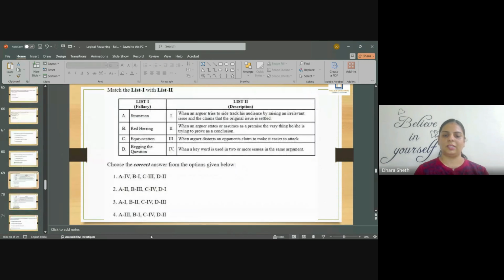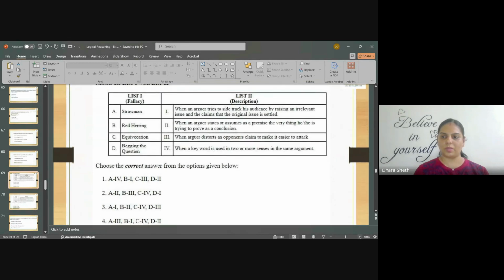Next, you need to match the 4 fallacies with descriptions given in set 2. And I'll increase the slide size so that it becomes more visible. Strawman fallacy, red herring, equivocation, begging the question. First, when an arguer tries to sidetrack his audience by raising an irrelevant issue and claims the original issue is settled.